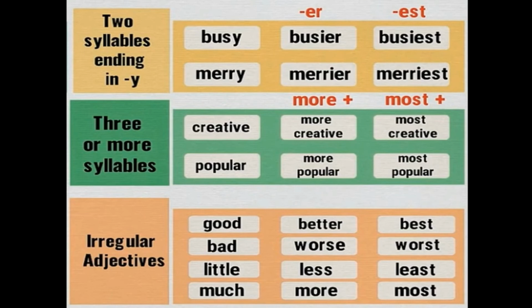Ali is more creative than Ahmed. هنا Ali is the most creative in superlative. Popular, more popular. He is more popular than, but in superlative he is the most popular. He is the most popular.